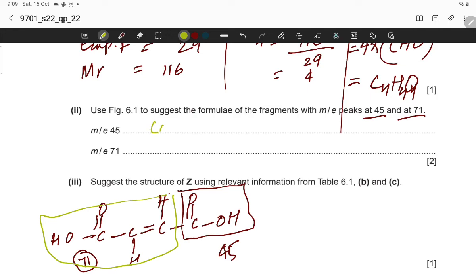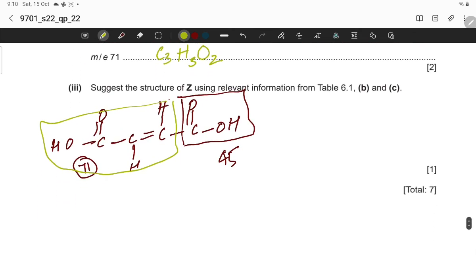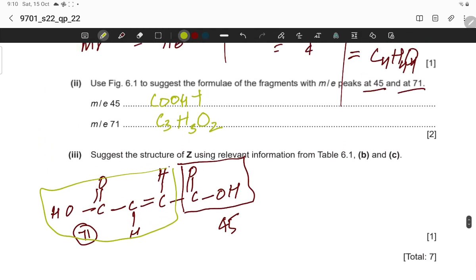So this is COOH, and this is C3H2O2. So this is a structure of Z using relevant information from table 6.1 B and C. So this is the structural formula. So this is all about question number 6.